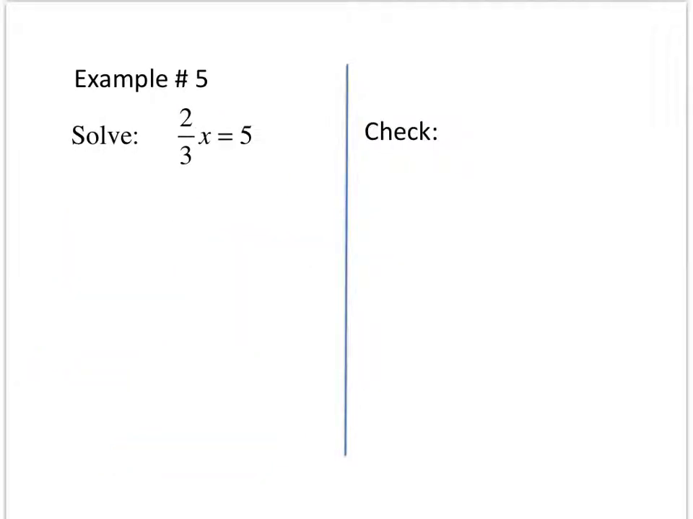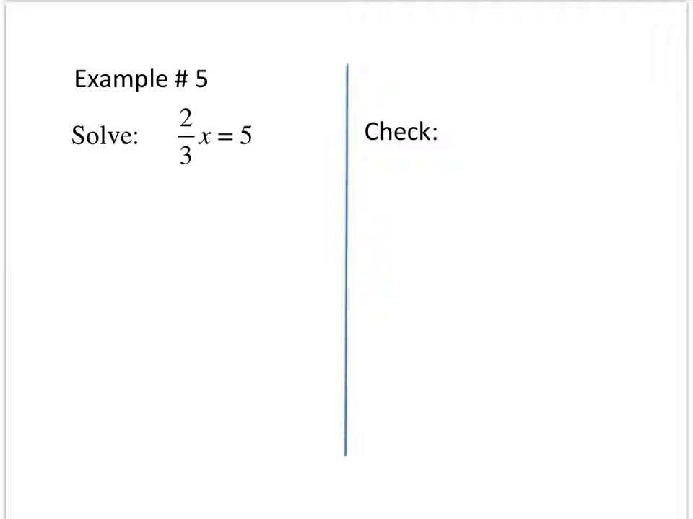Last example I'd like to do together. This is a little tricky. I have this fraction here of 2/3. And we notice that 2/3 is really being multiplied by the x because, again, there's nothing in between. If I get rid of this box and I look right in between 2/3 and x, I notice there's no operation, so we're assuming multiplication.